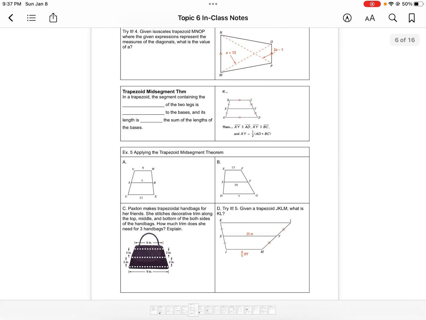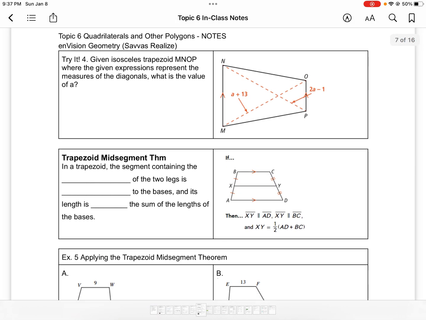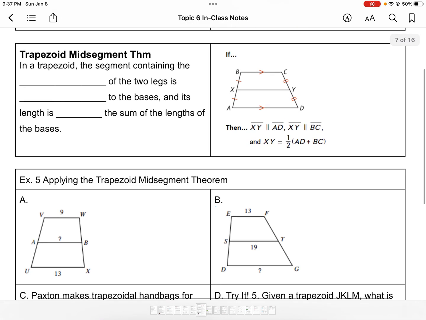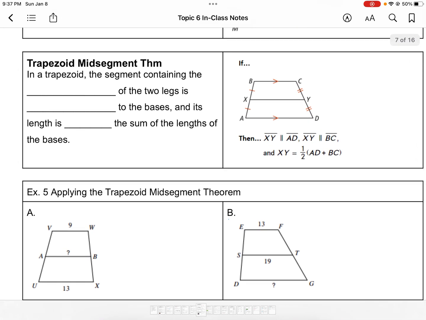All right, let's keep moving right along. Okay, I'm actually going to have you skip over this try it section for right now. If you want to go back and look at it later, you're welcome to do that, try it, and enter your answer in the Interactive Student Edition. But we are going to take one final look at our last big idea, and that is the trapezoid mid-segment theorem. Okay, so we have a trapezoid here.